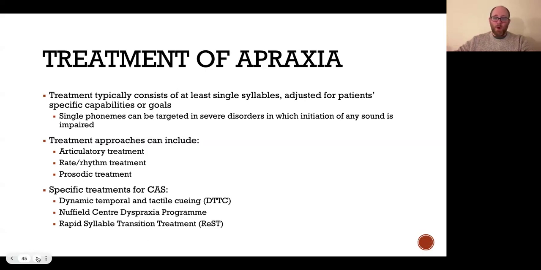For apraxia, there are articulatory treatments that look at rate and rhythm, and then treatments that work on prosody. There are treatments that are specifically designed for kids with CAS. Again, I'm not going to get into details on what those are because that's not something you're going to be asked on the Praxis, but something you could look into if you're interested. Those include the Dynamic Temporal and Tactile Cueing approach, the Nuffield Centre Dyspraxia Programme, and then the Rapid Syllable Transition Treatment, or ReST.